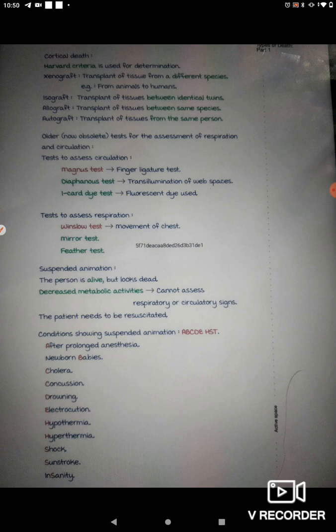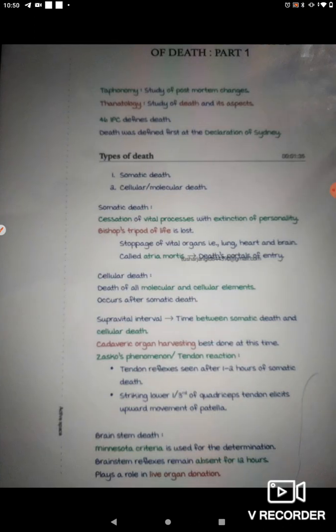We have seen the conditions of suspended animation, that is ABCDE. Suspended animation is seen in prolonged asphyxia, newborn babies, concussion, drowning, electrocution, shock, hypothermia, hyperthermia, sunstroke, and trance conditions. We see the difference between somatic and cellular death. Somatic death is cessation of the vital events. Cellular death is at the molecular and cellular level. The time between them is the supravital period.